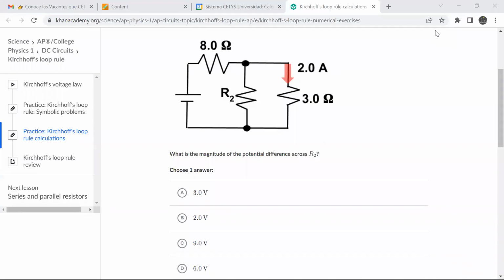Okay, so this is from the second grade. The difference between these exercises is that these have numerical values, the others were just symbolic. And again, just to practice Kirchhoff's and Ohm's law as well, which are the concepts that we've been seeing up to this point.